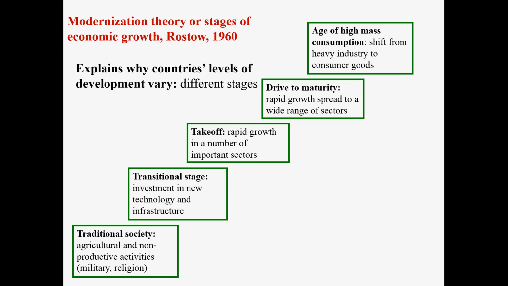And Rostow called this takeoff. That is the starting point of industrial revolution. The rapid growth will occur in a number of important sectors. In the case of Great Britain, that is the textile industry, metal making, the coal mining industry, and transportation. So these are the critical sectors that helped the economic takeoff of Great Britain during the first wave of industrial revolution. And the next stage, Rostow called drive to maturity.